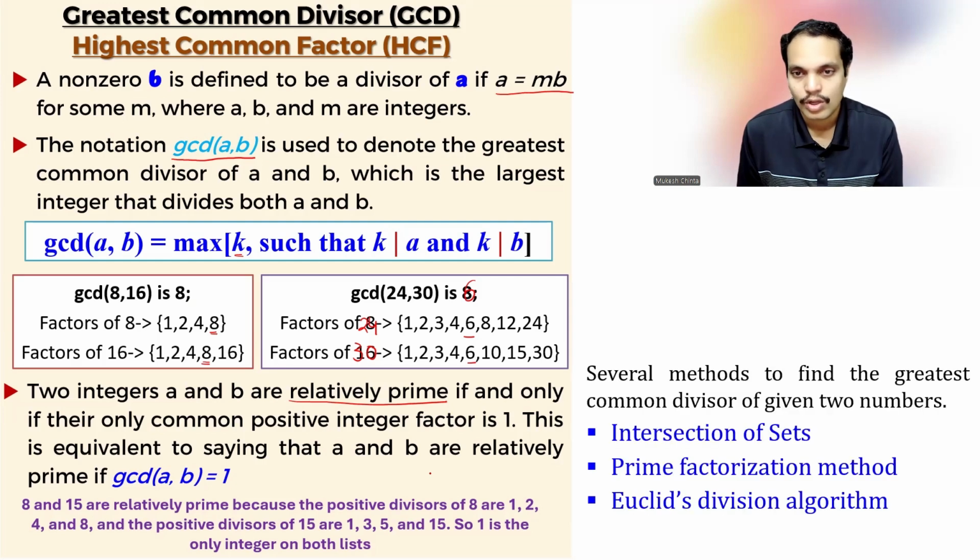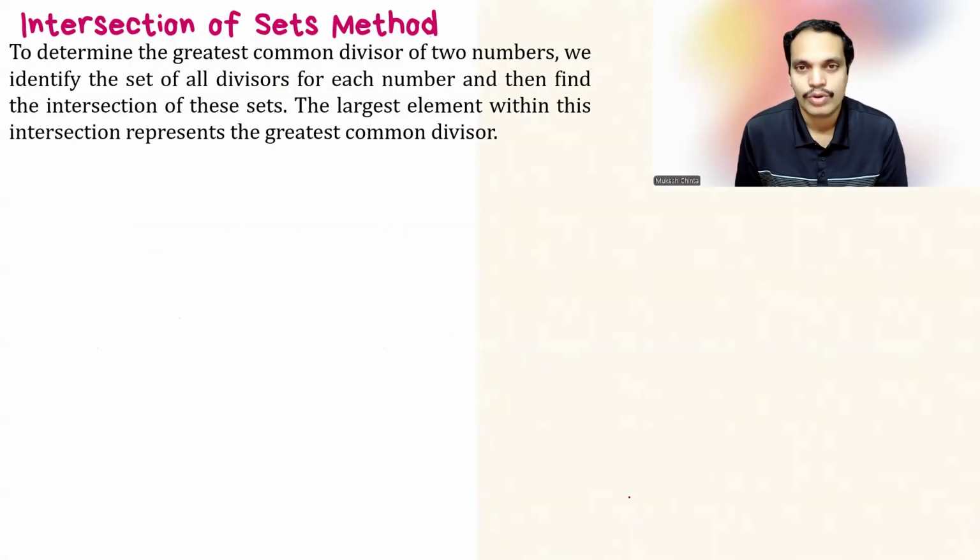Okay. Now, as I told you, there are several methods of finding the greatest common divisor. The first method which I had just shown you here is intersection of sets. That means you write the divisors of each number as a set, and then you find out the common set. You pick up the maximum value in that set. The next one is the prime factorization method, and the most important method that we are going to cover today is Euclid's division algorithm. Now let me give you some simple examples of these two methods.